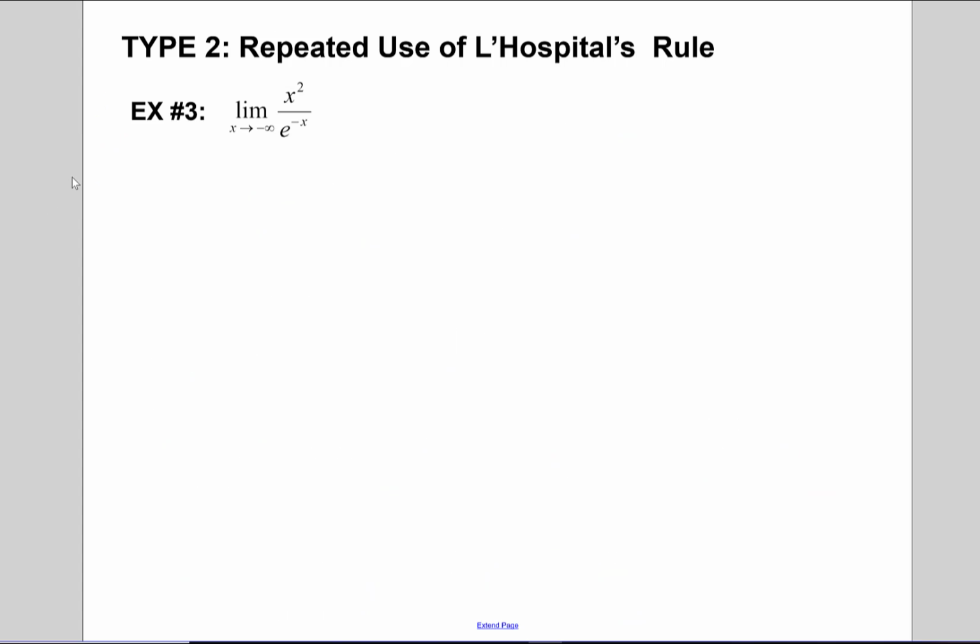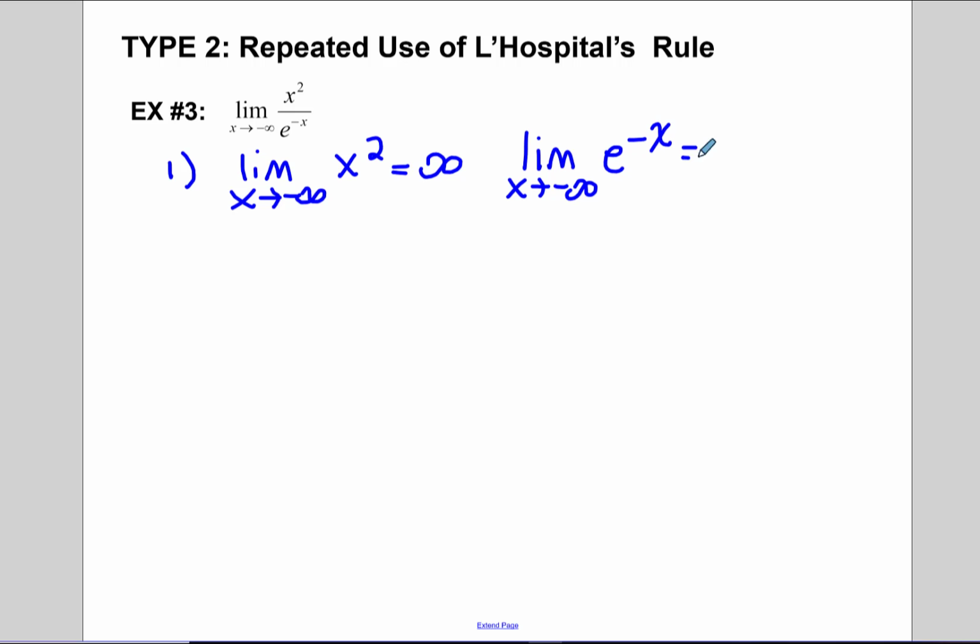Sometimes you have to use L'Hopital's rule more than once. So in this case, we have the limit going to negative infinity on x squared is infinity, and the limit going to negative infinity on e to the negative x is positive infinity. So we have infinity divided by infinity. So that's indeterminate. We're going to use L'Hopital's rule.